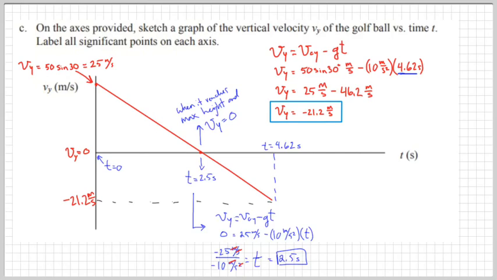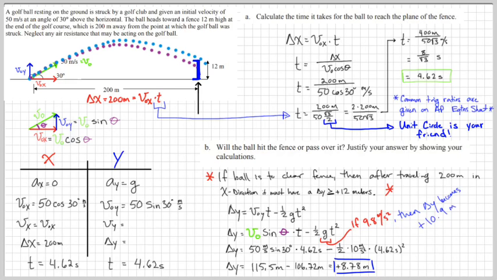Later at 4.62 seconds is when it reaches that 200 meter horizontal distance, at which point it's about 9 meters above the ground and hits the fence, and has achieved a minus 21.2 velocity downward in the y direction. Those are all three parts for that problem. Let me just go back to the previous page so you can see what we were looking at before.